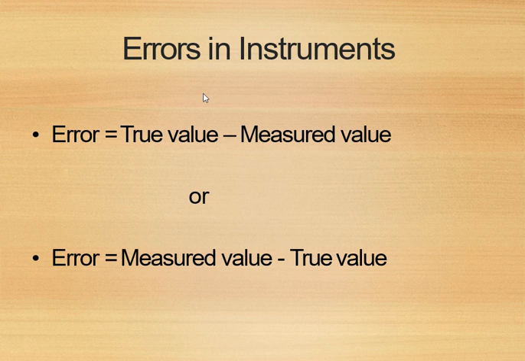So first of all, we have to see what we mean by error. Error is nothing but your true value minus measured value. If there is any difference between the standard true value and the measured value, then we can say that there is an error. It can also be called measured value minus true value. So why are the two definitions given over here?